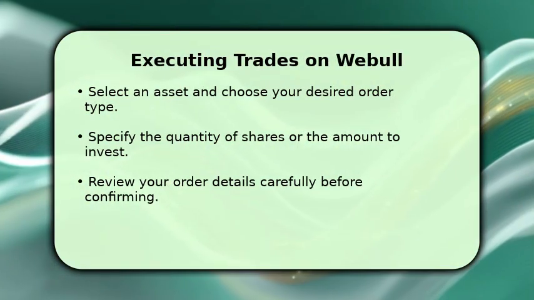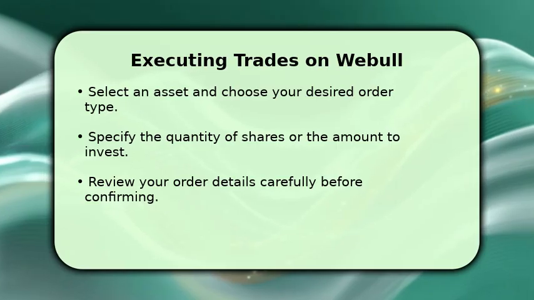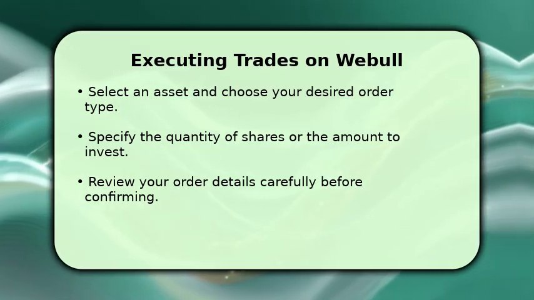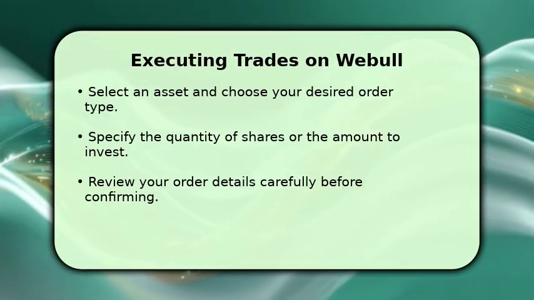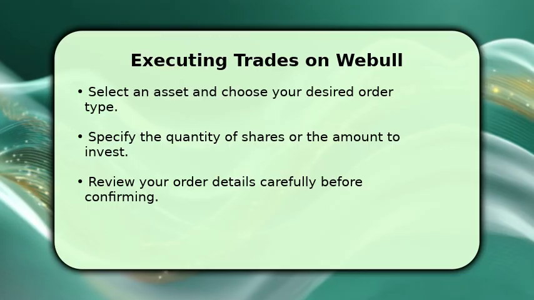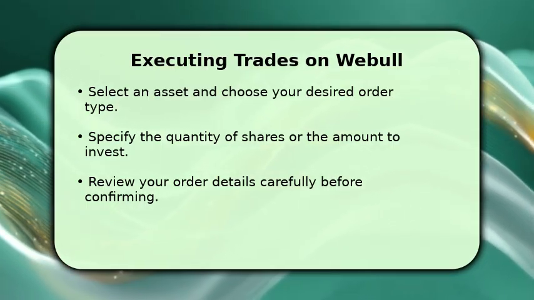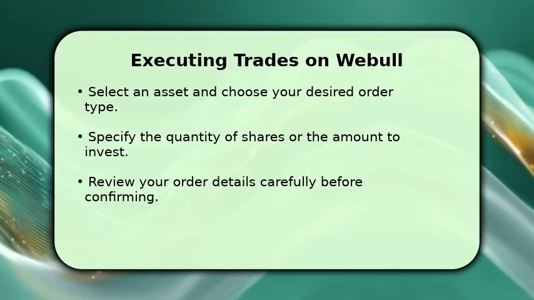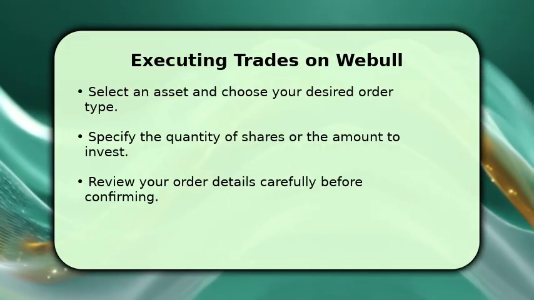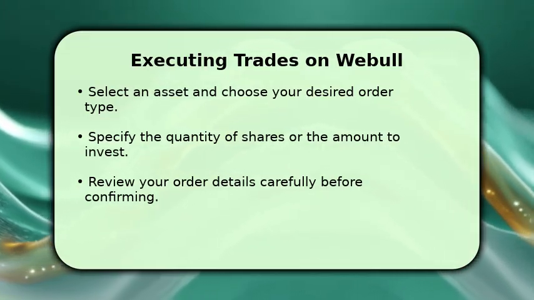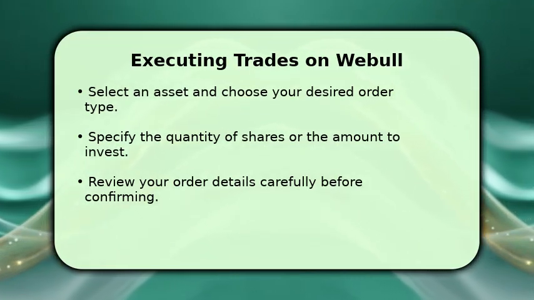Placing a trade on Webull is a simple 3-step process. First, select the asset you wish to trade and choose your preferred order type, such as a market order or a limit order. Second, specify the quantity of shares or the total amount of money you want to invest. Third, carefully review all your order details to ensure accuracy before confirming the trade. Afterward, you can easily monitor your open positions and overall portfolio performance.